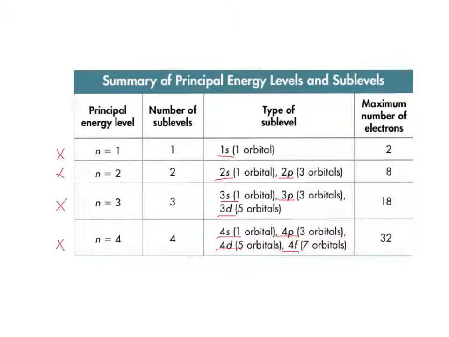As shown in the table, the principal quantum number always equals the number of sublevels within that principal energy level. The number of orbitals in a principal energy level is equal to n squared. Therefore, the maximum number of electrons that can occupy a principal energy level is given by the formula 2n squared.